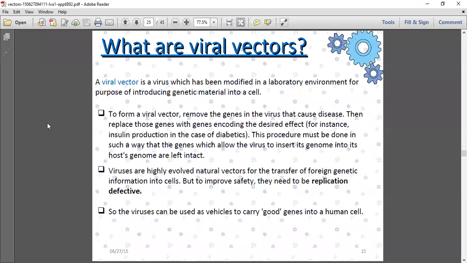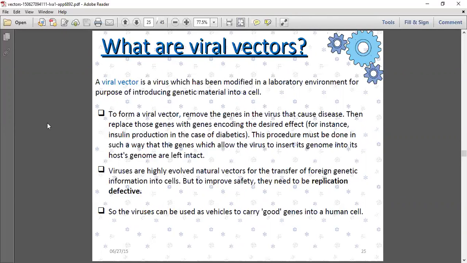Hello students, today's class is the continuation of the previous class about vectors. In the previous class we saw the classification of vectors, and today we are going to see about viral vectors. What is a viral vector? A viral vector is a virus which has been modified in a laboratory environment for the purpose of introducing genetic material into a cell.